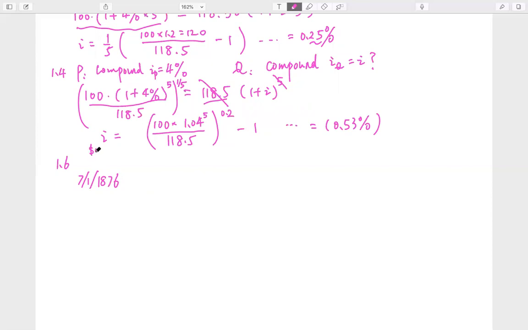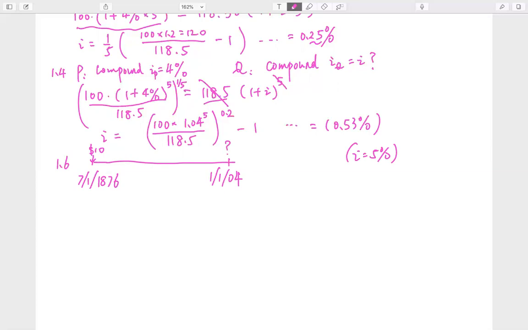So amount is $10, paying 5% annual effective, so we treat it as compound. Assuming no additional deposits or withdrawals were made, what is the account balance on January 1st, 2004? How much is it worth?